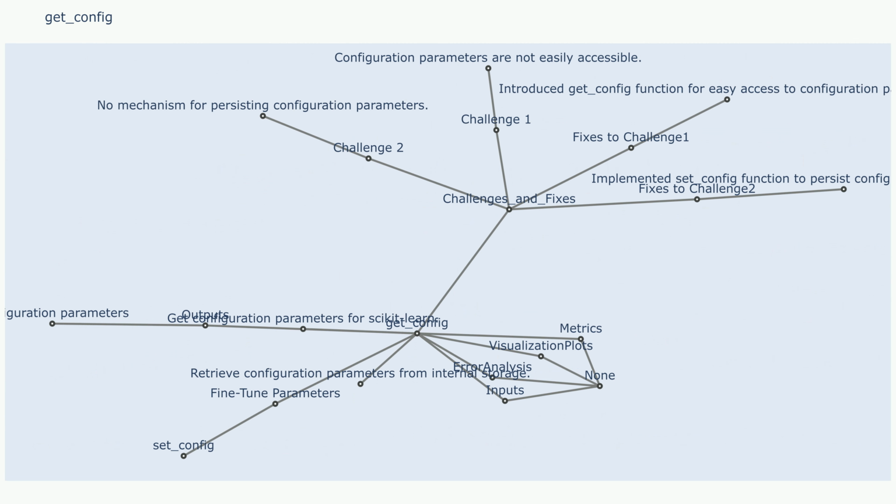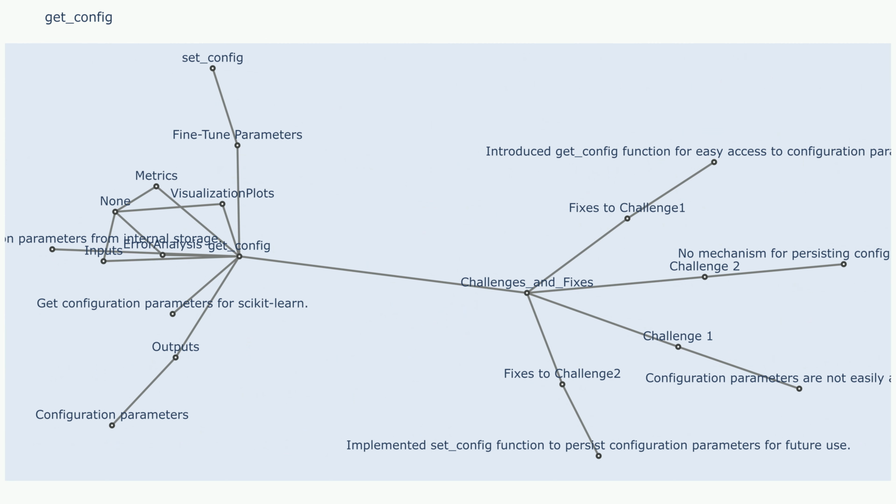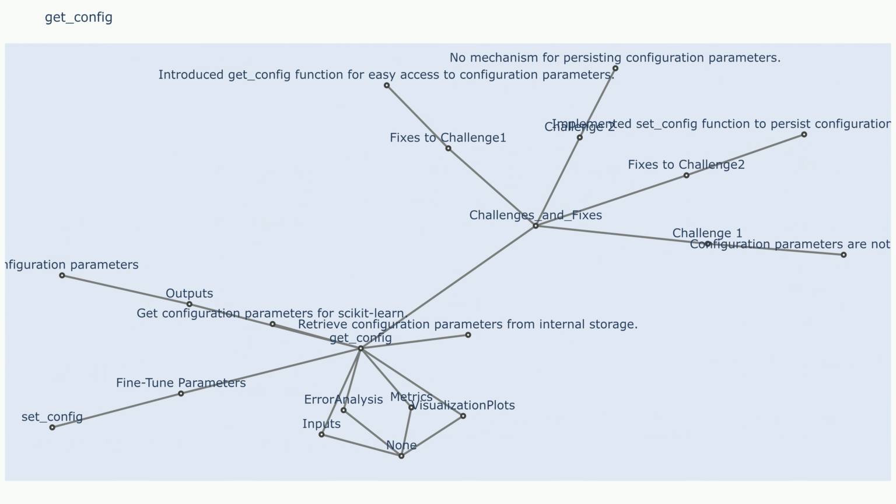Metrics. None. This function doesn't return any metrics. Visualization plots. None. This function doesn't generate any visualization plots. Fine-tune parameters. None. This function doesn't offer any fine-tuning parameters. Uncertainty methods. None. This function doesn't have any uncertainty methods associated with it.